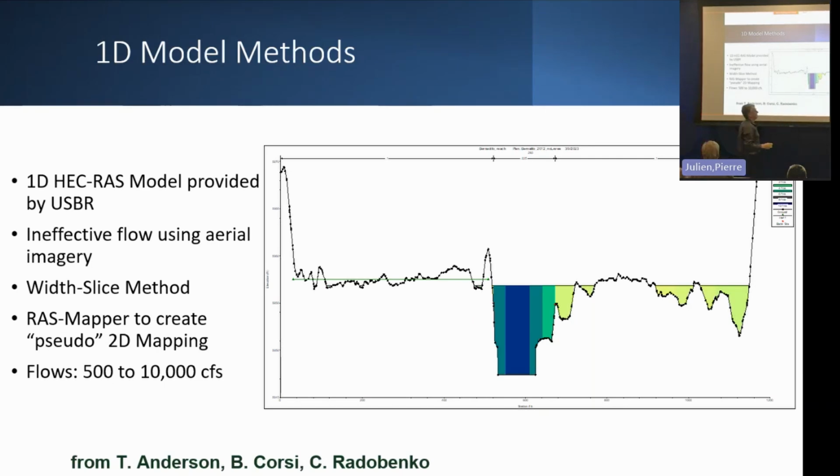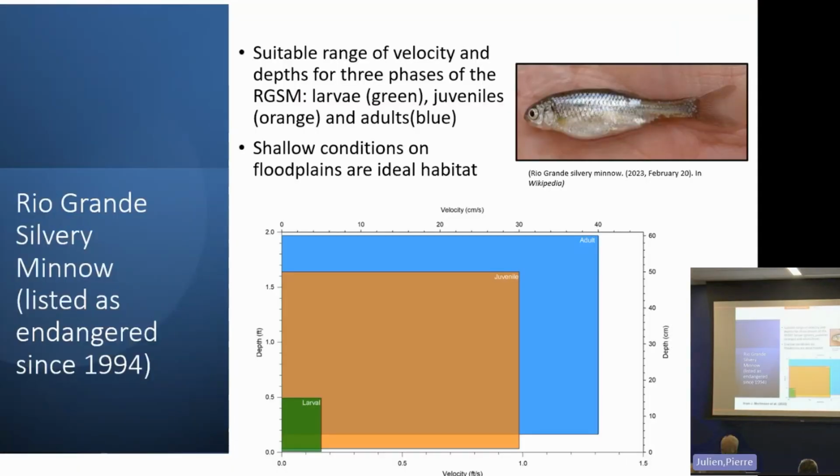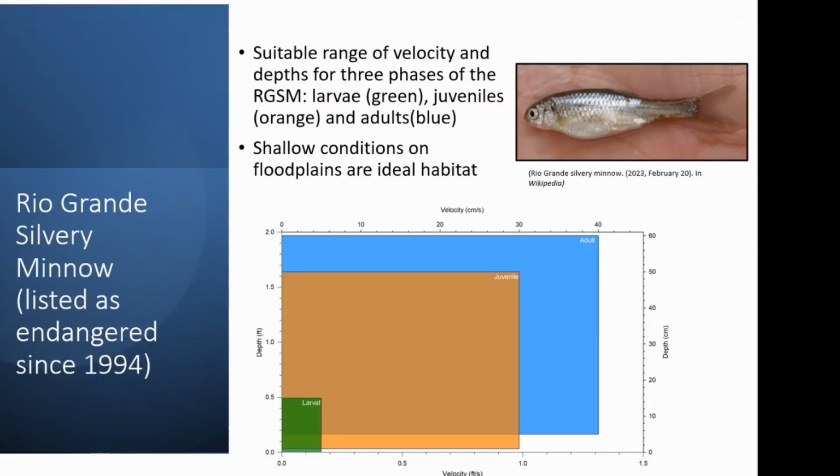And the idea is to get velocity and depth for the habitat for that minnow, the Rio Grande silvery minnow. So we get some model results from HEC-RAS 1D, essentially flow depth at the given discharge, and we get the velocity and so forth. And that looks pretty nice here. Those are the two parameters that are very important for the biologists.